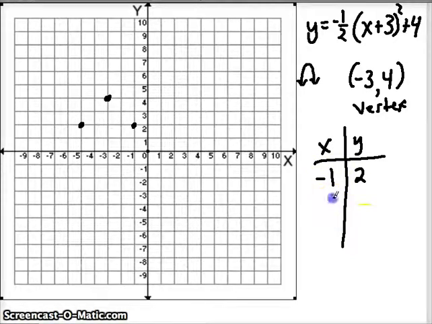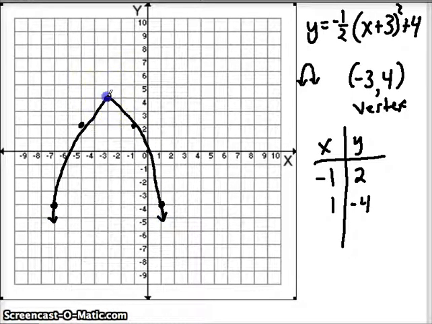Well, -1 was pretty easy. Let's try positive 1. That'll give us 4 here. 1 plus 3 is 4. 4 squared is 16. The negative half of 16 is -8. And -8 plus 4 is a -4. So at positive 1, -4 is another value on the parabola. Again, it's symmetrical. So it was 2 over from that point, and then 6 down. So 2 to the left and 6 down would be right here. And then that's enough to draw a parabola there.